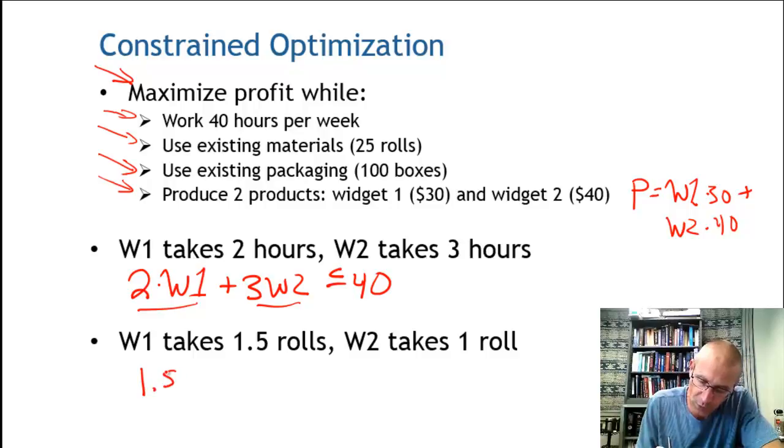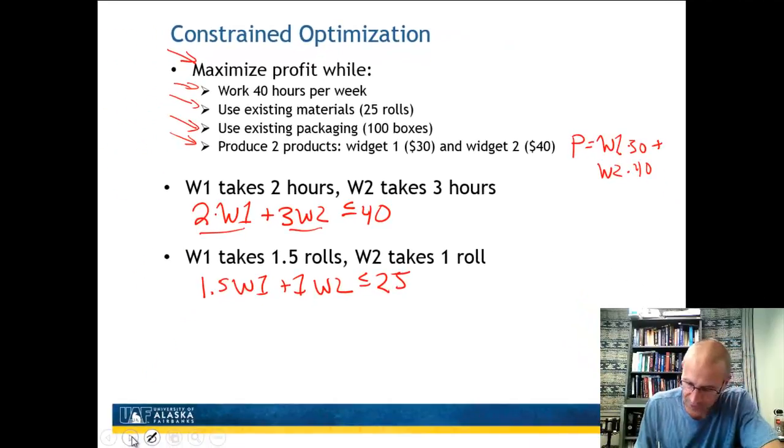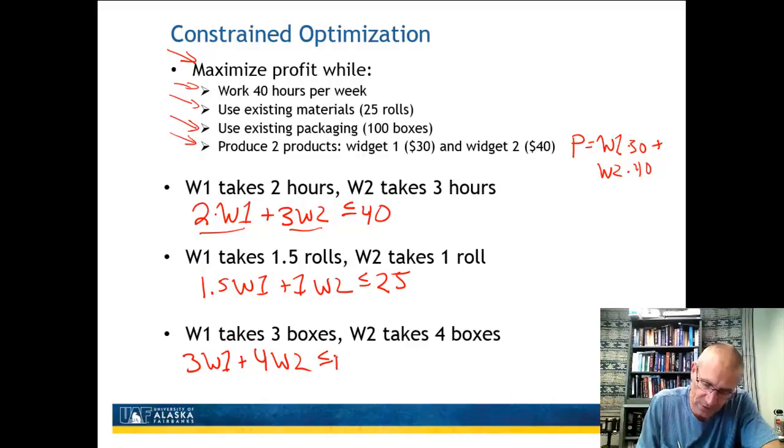Here I'm going to have 1.5 times widget 1 plus 1 times widget 2, and that's going to be less than or equal to 25. And let's look at our third constraint in terms of packaging. There we have 3 times widget 1 plus 4 times widget 2, and that's going to be less than or equal to 100. Another thing to notice is that there can be any number of constraints. As long as there's one constraint, it's considered constrained optimization. Usually, you're going to have more constraints than you have parameters. Here I have 2 parameters, widgets 1 and widgets 2. If you have fewer than that, it turns out often there is no optimum, and it might just be infinity.